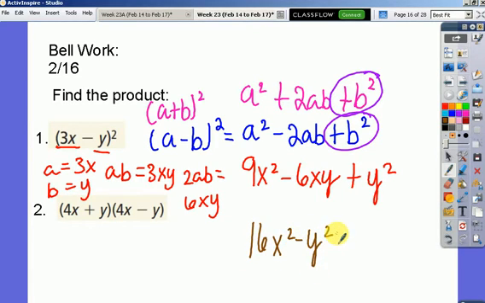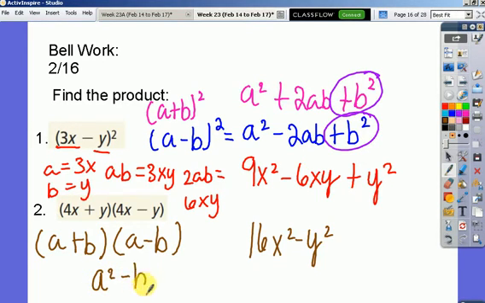If you weren't here and you didn't watch the video, again, I suggest that you do that, but just a real quick reminder here. If you have something of the form a plus b times a minus b, you will always get a squared minus b squared. Yeah? So that's what we did.